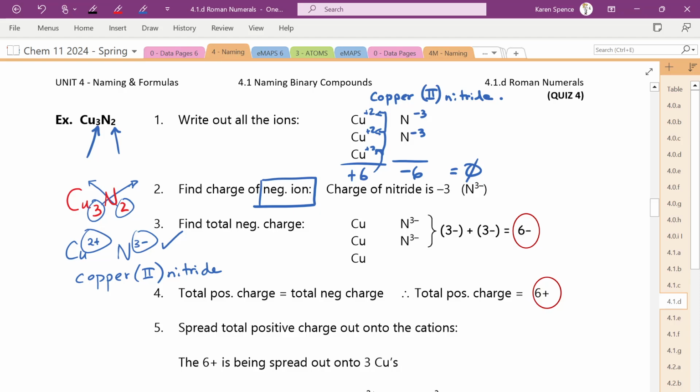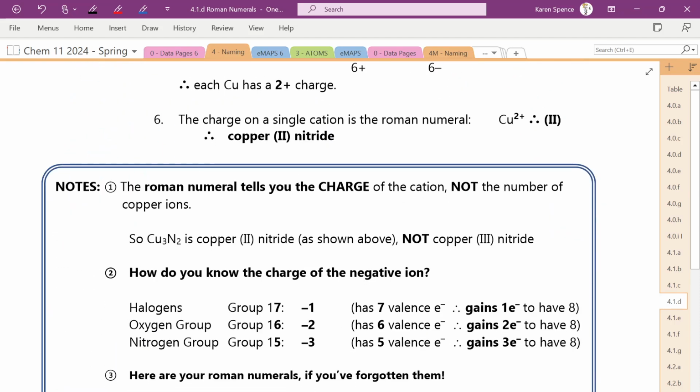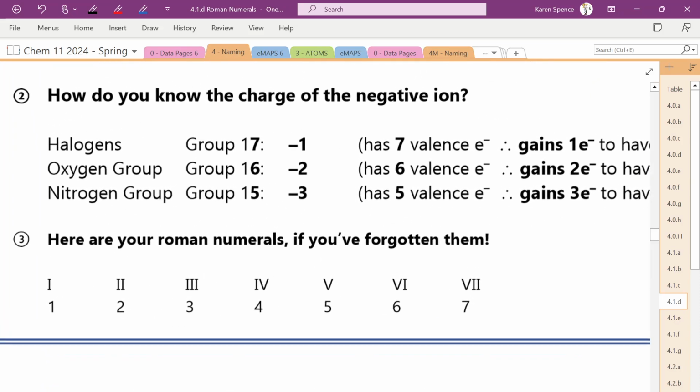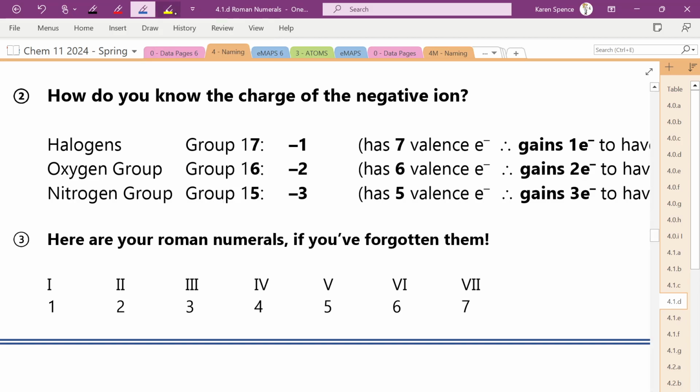Let's see if I have that one example where it doesn't work so nicely. Oh, by the way, here are your Roman numerals in case you've forgotten them. That'll be something for you to memorize. 1, 2, 3, 4, 5, 6, 7.